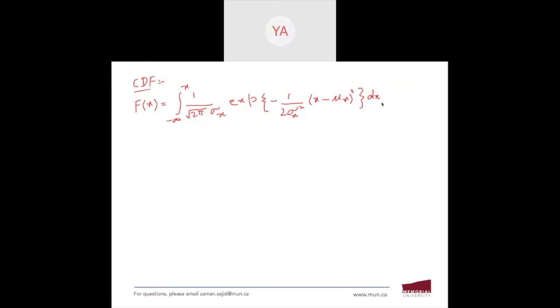Now in order to solve this, we need to eliminate our integral here, and that we do by using the transformation of variables. This property, transformation of variables, you have studied in your advanced calculus books. So basically what we do, we assume a variable z equals x minus mu of x over sigma of x.